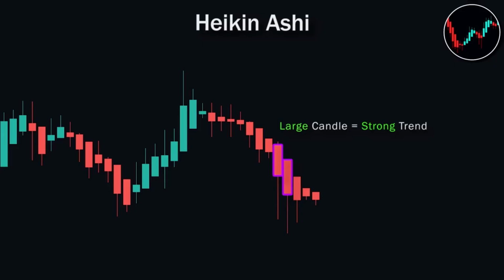Keep in mind that the Heikin Ashi only acts as an indicator. It does not display the real market price.